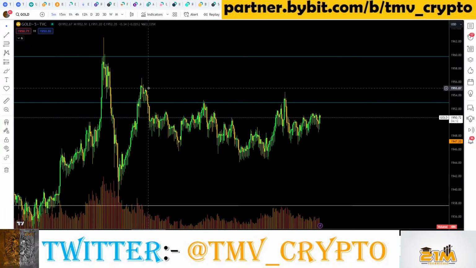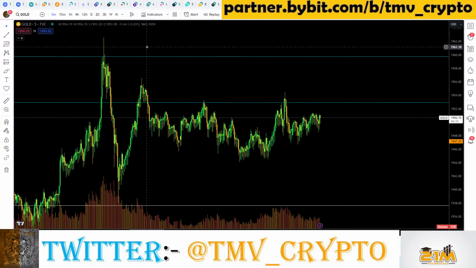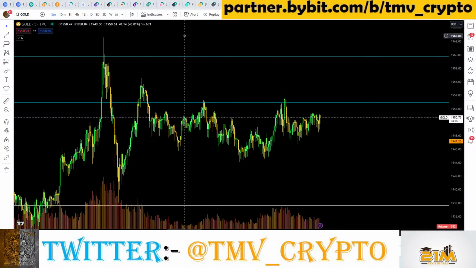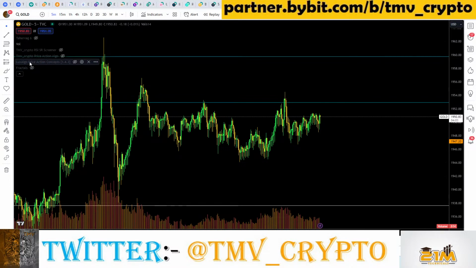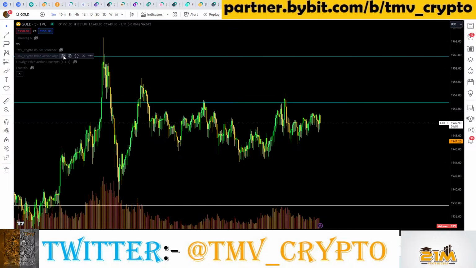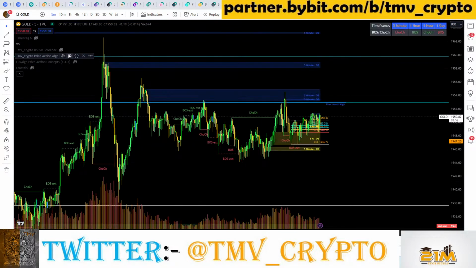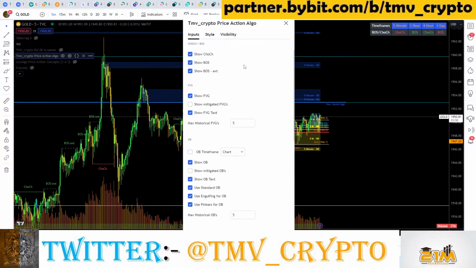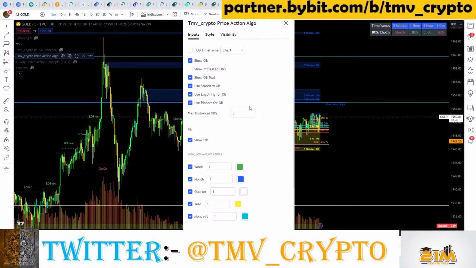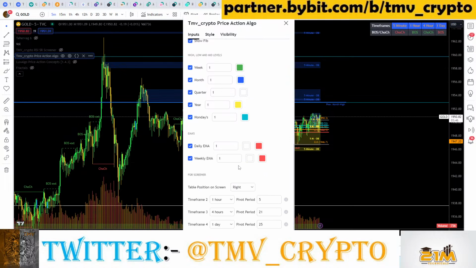Well, so if you go to TradingView, go to the indicators. If you get access, then you will get here the TMB crypto price action algo. Just switch it on, and once you switch it on, you will see something like this here, the price action algo indicator. So there are various options. I've already talked about the options, and this is by far the most accurate indicator actually.